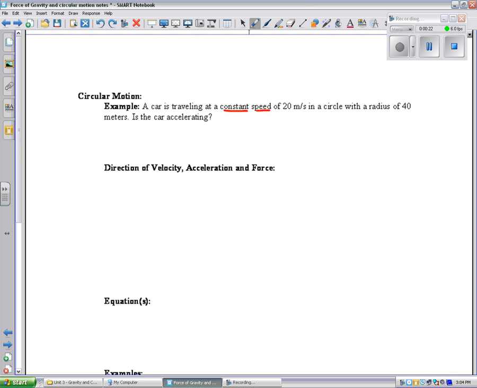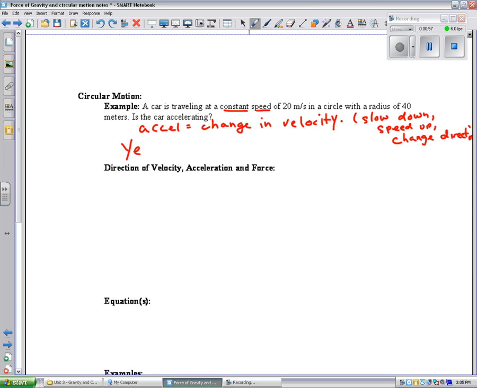If you remember, acceleration is change in velocity, and velocity is a vector. So it can happen three ways. It can slow down, that's one way of changing velocity. It can speed up, or you can change direction. In changing direction, you're changing the velocity, so you're accelerating. So the answer is yes, you are accelerating because you are changing direction. So don't let that fool you.